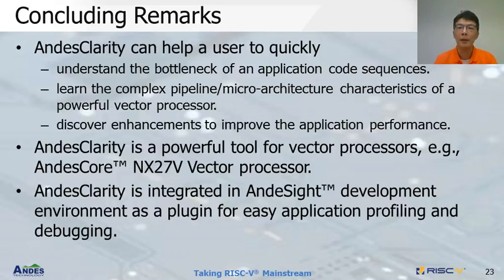In summary, AndesClarity can help a user to quickly understand the bottleneck of his or her code, easily become familiar with the microarchitecture of the target processor, and discover potential enhancements to improve application performance. AndesClarity is a powerful tool for vector processors such as the Andes Vector Processor NX27V, and this tool is integrated inside Andes IDE for easy vector application development.